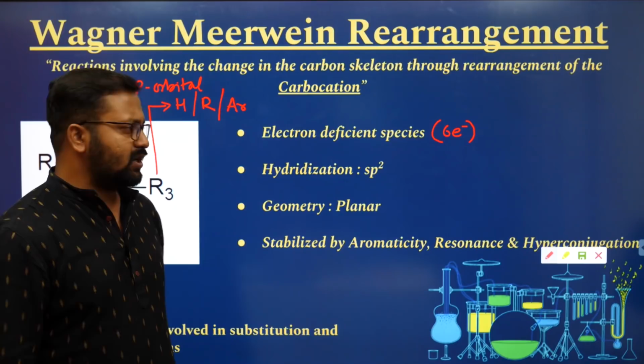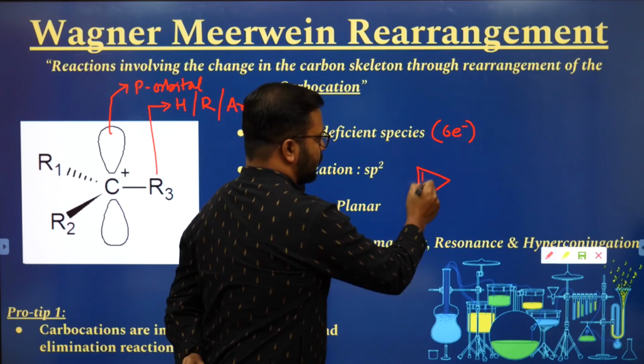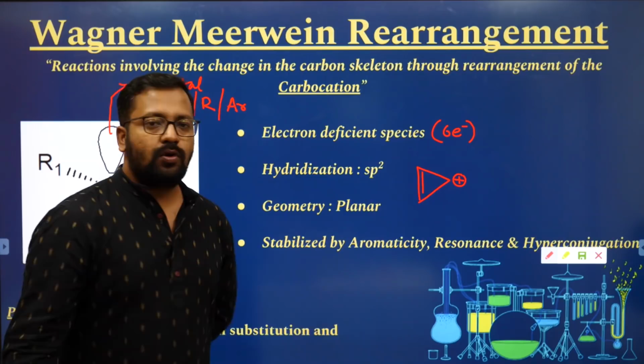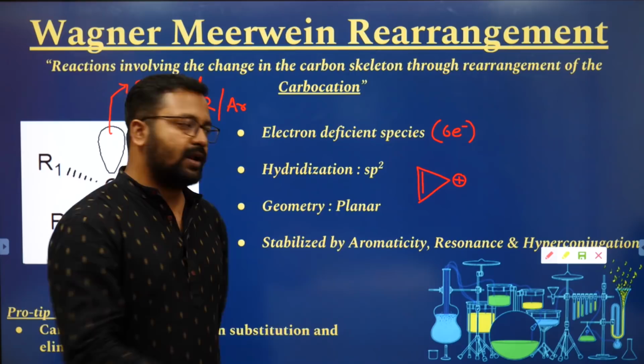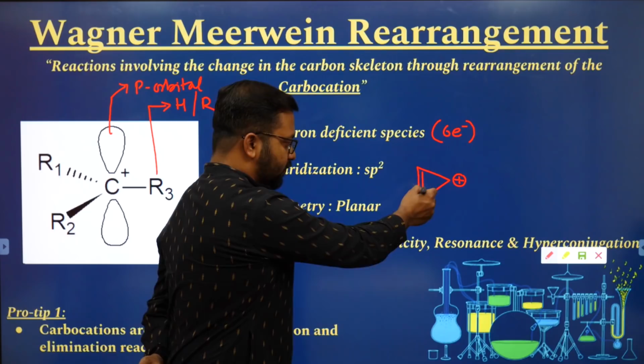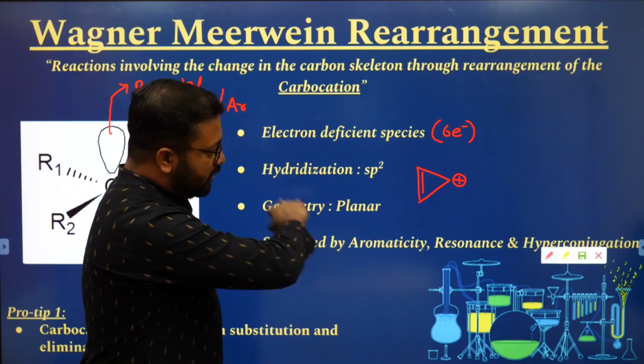An aromatic carbocation will look something like this. This is an aromatic carbocation. See, it follows the 4n plus 2 pi electron rule, and the other rules too. It is cyclic, with 2 pi electrons, following the 4n plus 2 pi electron rule where n is equal to 0. Delocalization is present. So this is an aromatic carbocation.